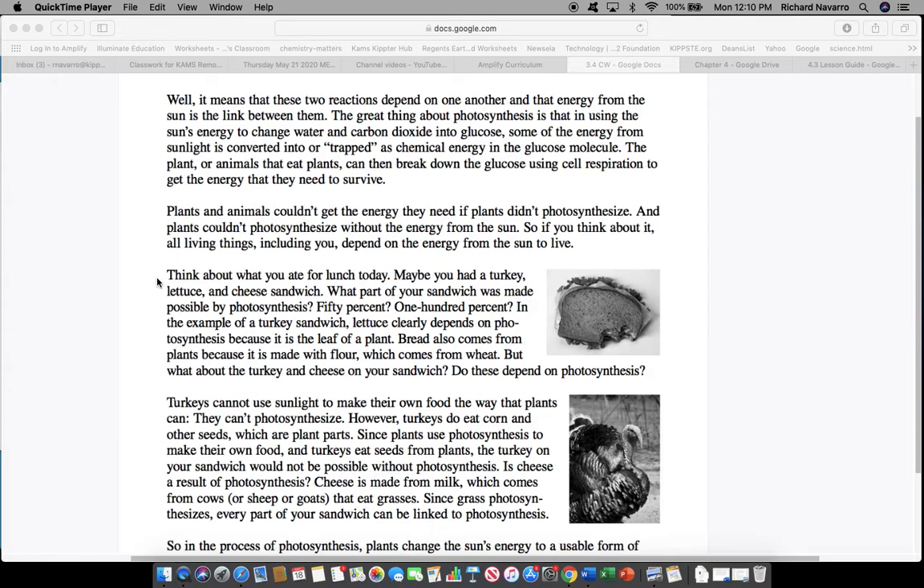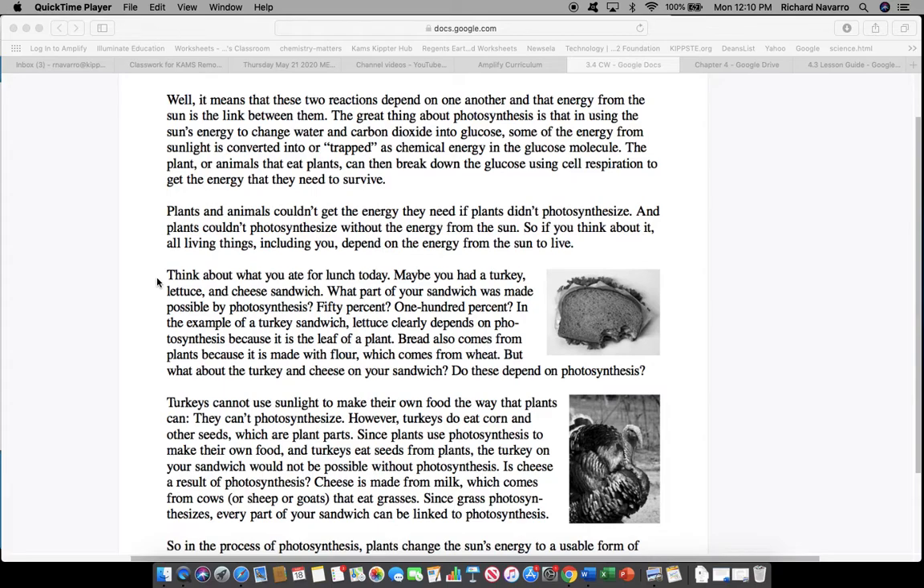Think about what you ate for lunch today. Maybe you had a turkey, lettuce, and cheese sandwich. What part of your sandwich was made possible by photosynthesis? 50%? 100%? In the example of a turkey sandwich, lettuce clearly depends on photosynthesis because it is the leaf of a plant. Bread also comes from plants because it is made with flour, which comes from wheat.